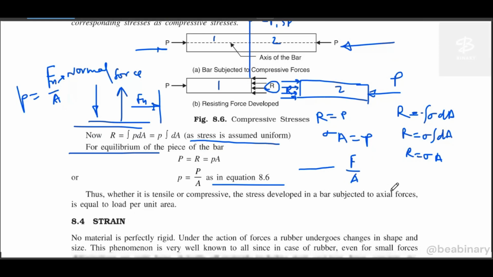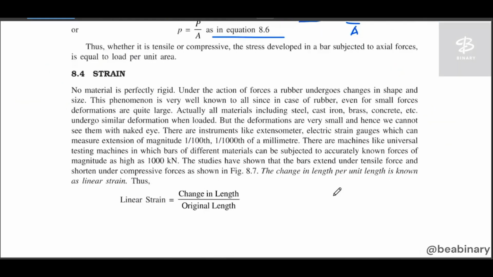Now, what do you understand by strain? I have already told you. He is right in the more long definition. Simple meaning: displacement per unit length. Displacement means change in length. Last time we had already discussed delta L. This is delta L upon original length. That is called the strain.